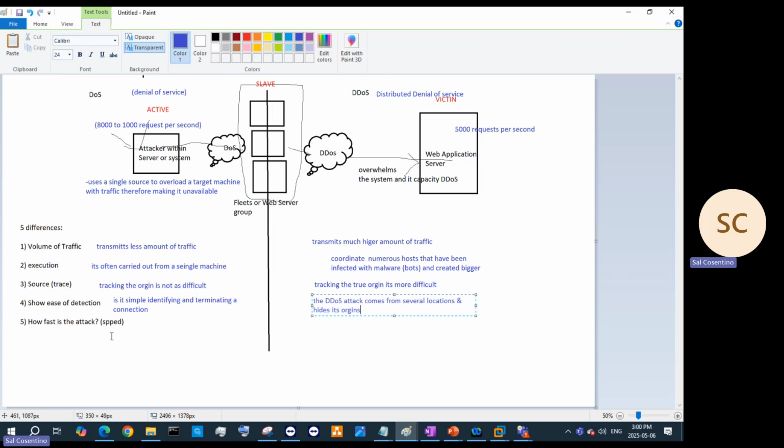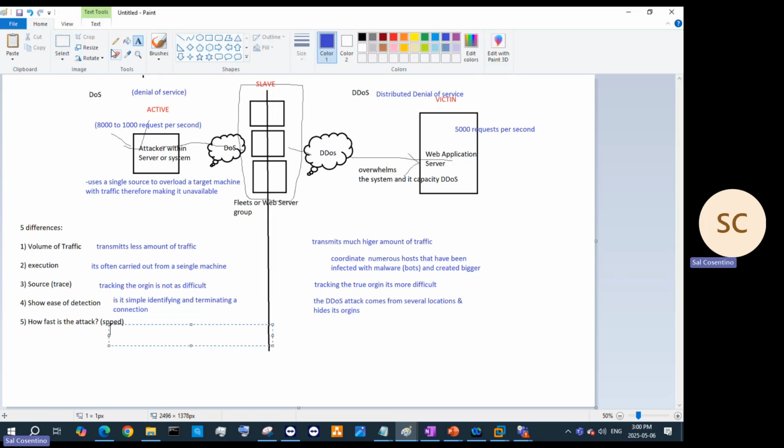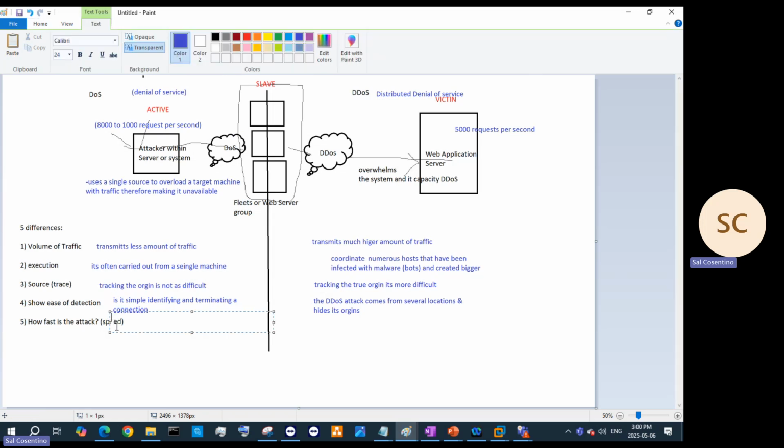So when we talk about ease of detection, we also talk about how fast the attack is, the speed of the attack. Oops, let me get my eraser here. Typing a little too fast here. It happens to the best of us. So we talk about speed, and within the speed, what do we talk about?